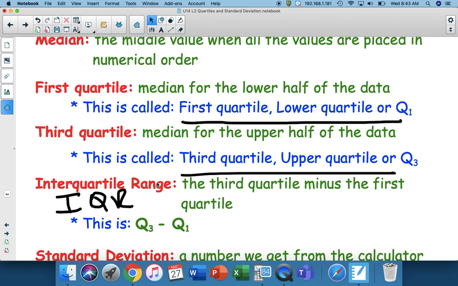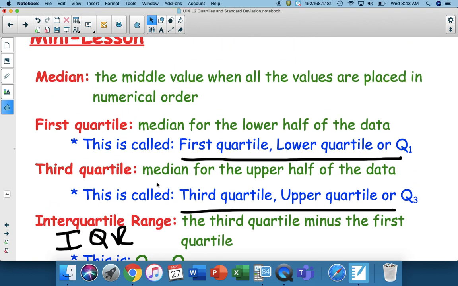So I'm going to scroll back up really quick. Your median is also Q2. Sorry about that. That shouldn't have popped up like that. Your median is Q2. And Q4 is your maximum value. Q4 is obviously your total.